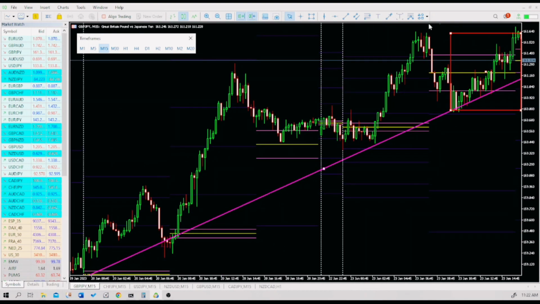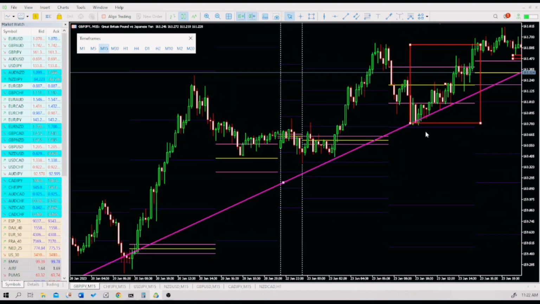What are you waiting for? You're waiting for the market to retrace back to the trend line, right? Trend line. Okay, now you can see these blue lines on my chart.